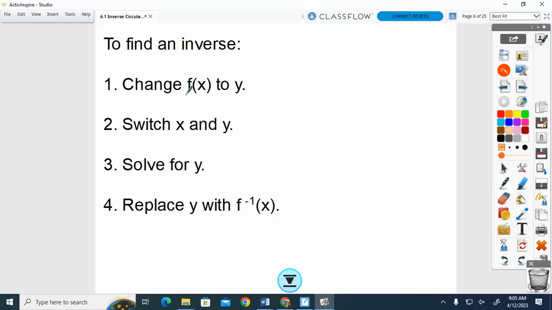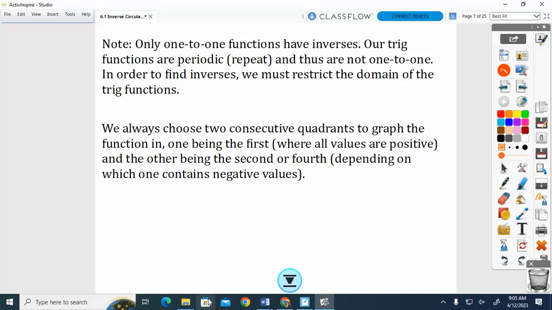So far, all of this is algebra review. What's an inverse? How do we find it? Domains and ranges, all of that. But now we have to think about how we connect this to our trig functions. We know only 1-to-1 functions have inverses. We also know our trig functions are periodic. They keep repeating. We graph sine from 0 to 2 pi, but it doesn't stop at 2 pi. It keeps going forever and ever.